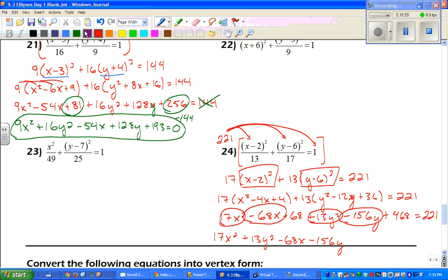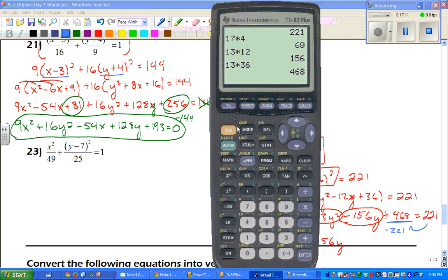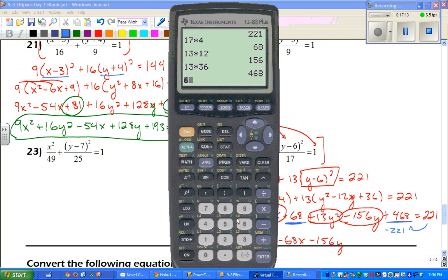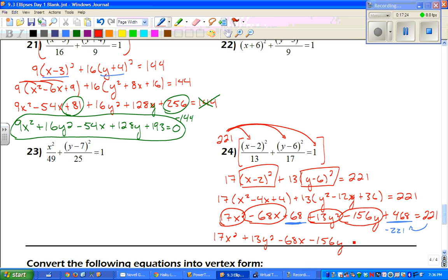And then to finish it out, let's combine these. I got a 68, a 468, and I have to bring 221 to the other side by subtracting 221. Okay, so I have a positive 68 plus 468 minus 221, and I get 315. So plus 315 equals 0. Very good.